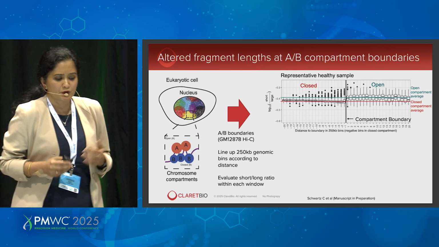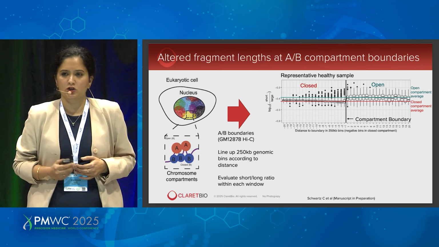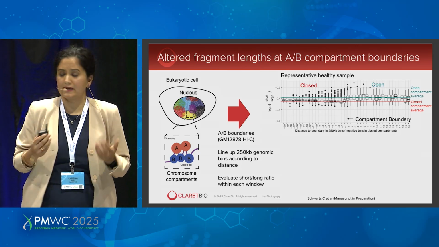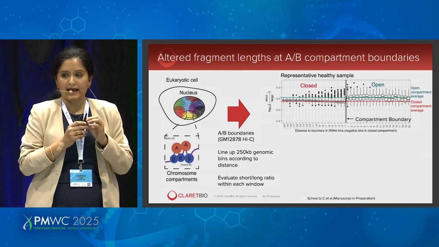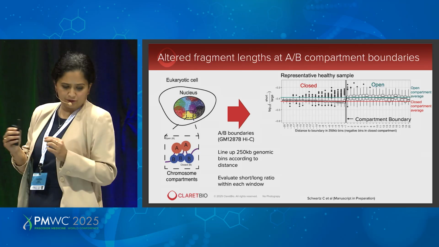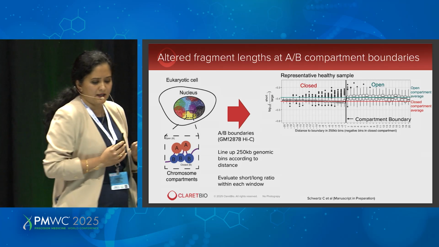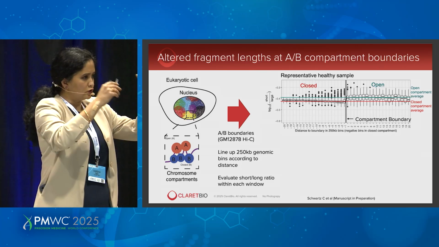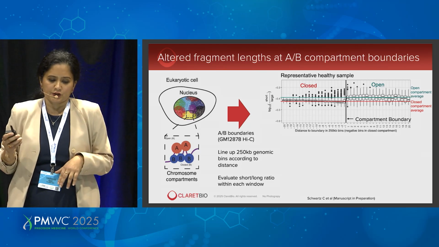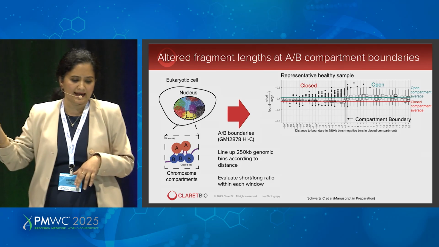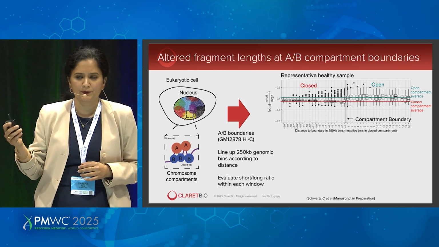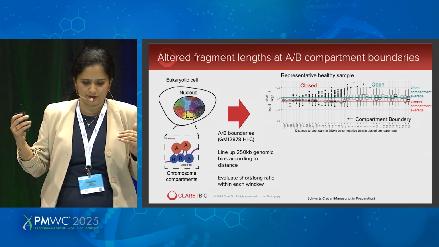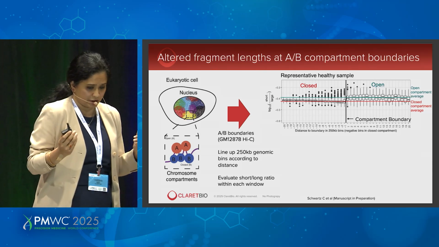approach. To do this, we took the AB boundaries determined by Hi-C from GM12878, and then we lined up the short to long fragment ratio in 250 genomic bins in that 5 megabase pair window, and then we looked at this ratio within this window. So on the top panel, you're looking at a representative healthy sample. Here you see that the open and closed compartments have different average ratios.